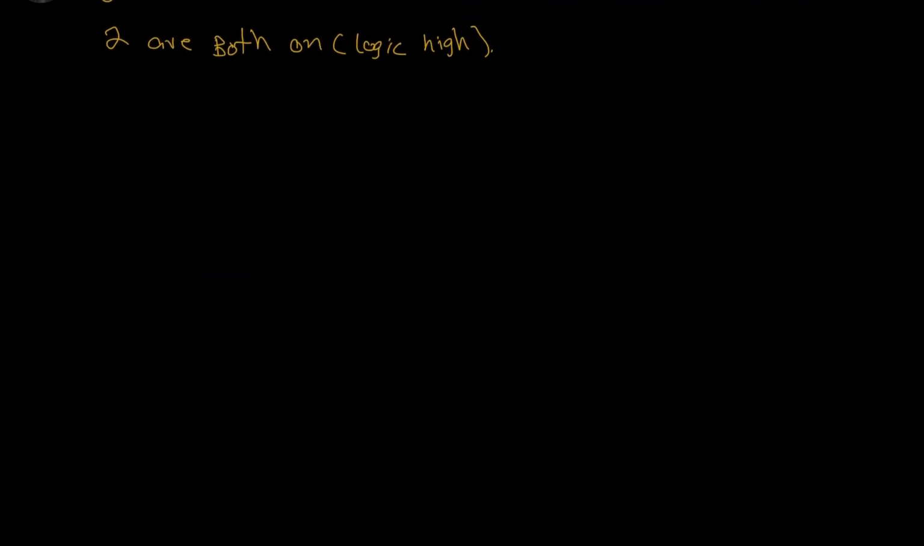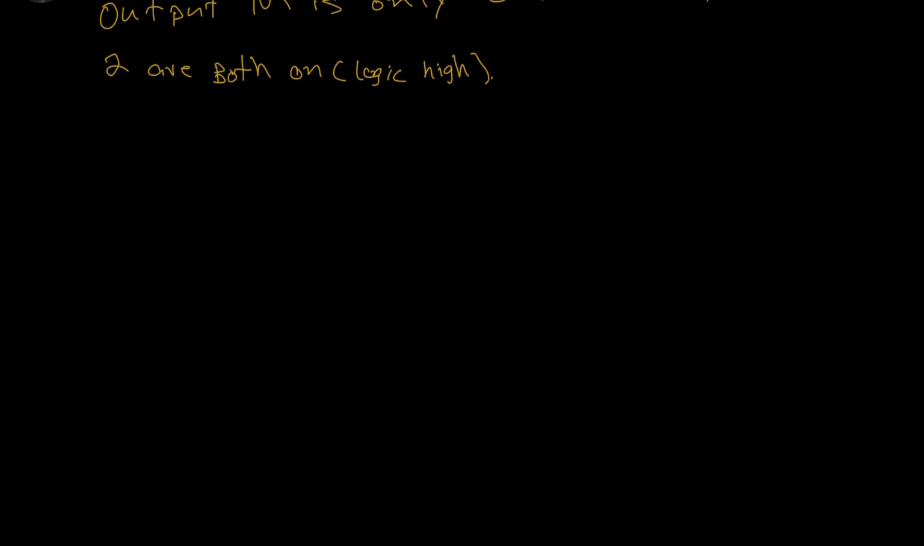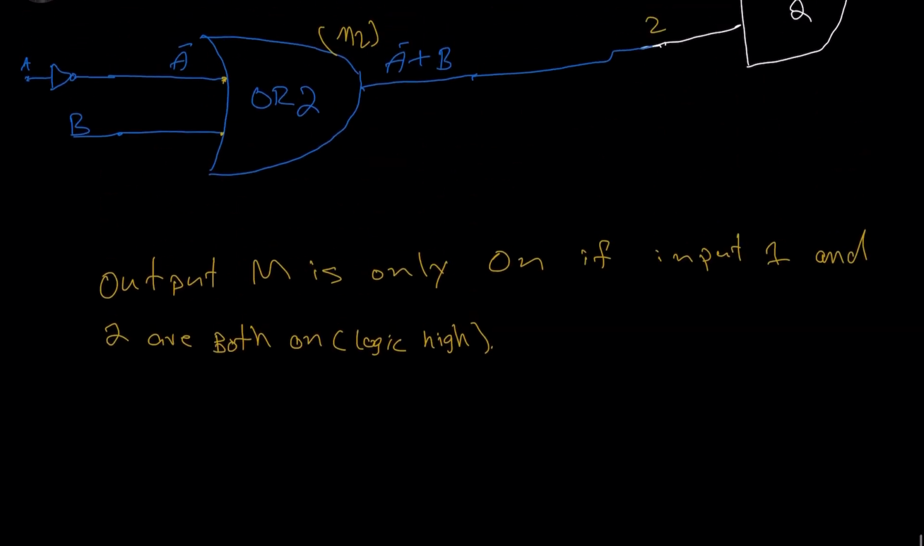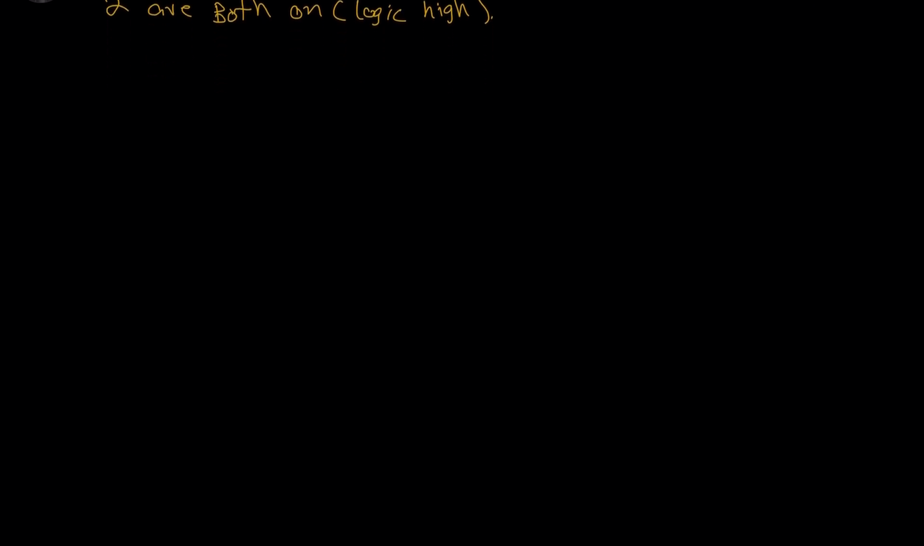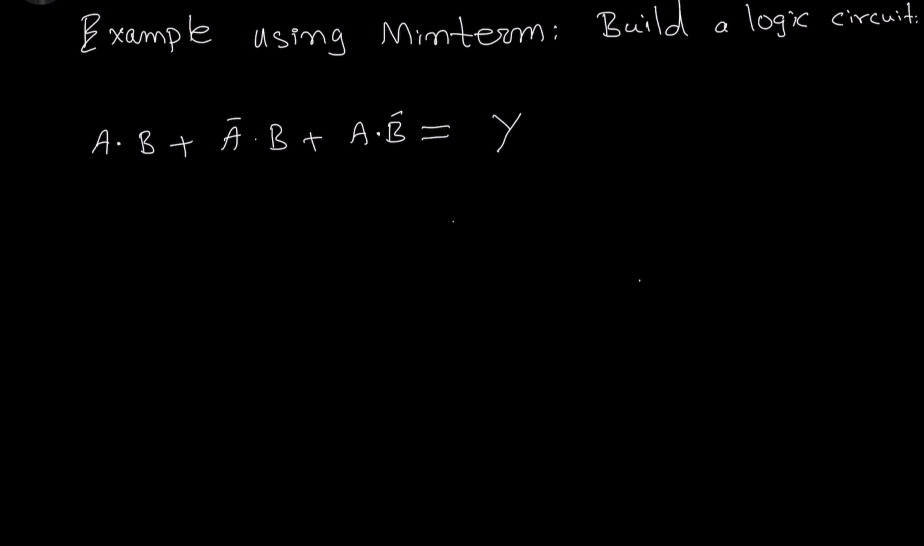Let's move on to the min term. We will draw a logic circuit for a min term. Hopefully that example wasn't that hard. I'll try to be cleaner this time as I draw a new circuit. Alright, so the next example is using a min term. Build a logic circuit. So this is our min term, or sum of products. We also call it min term.